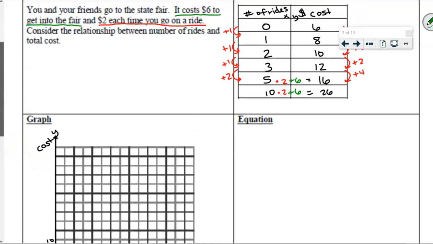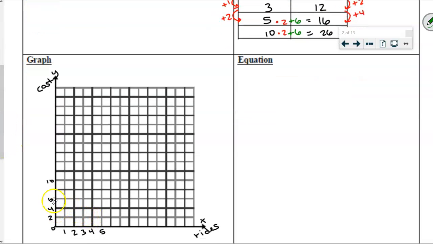The first point is the initial value, or the y-intercept, over 0 and up 6. So over 0 up 6 doesn't mean we're going up 6 boxes. Over 0 up 6 means we're going up 2 where we marked 6. 2, 4, 6 means we're going up just those 3 spaces. And 1 ride costs $8. That's going to be right here.